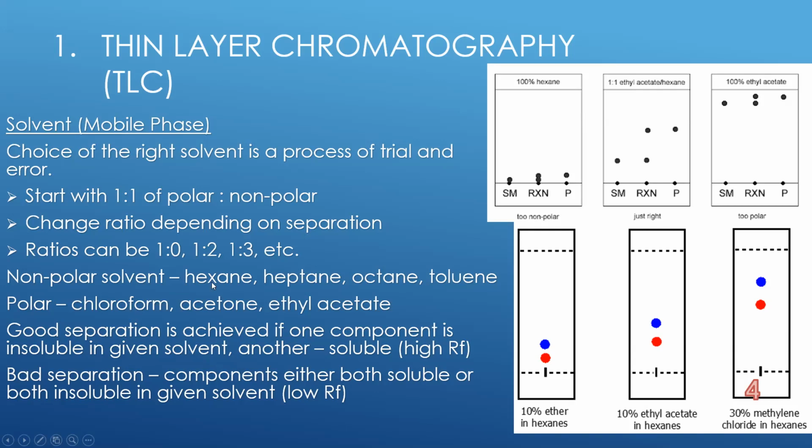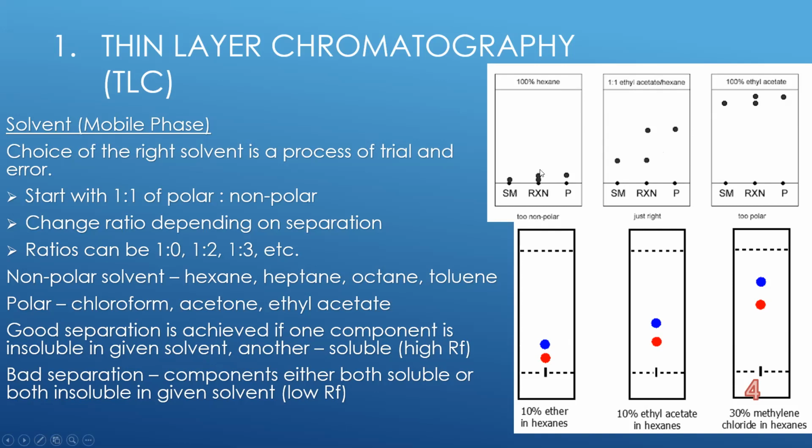Non-polar solvents such as hexane, heptane, octane, for example, toluene, those are all non-polar solvents. And varying the ratio can have a pronounced effect on the so-called retardation factor. You could see on the top picture the different dots located on the TLC thin layer chromatography plate. Those dots correlate with different substances, and the better the separation, so the higher the retardation factor, so-called.